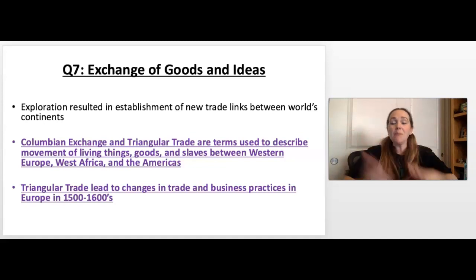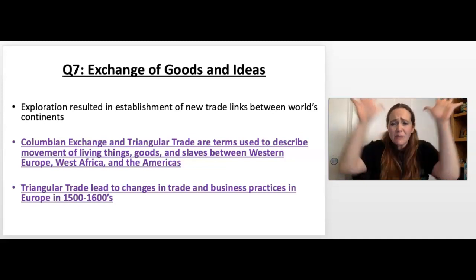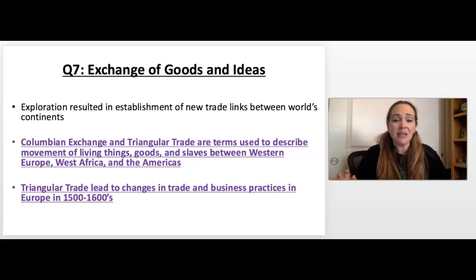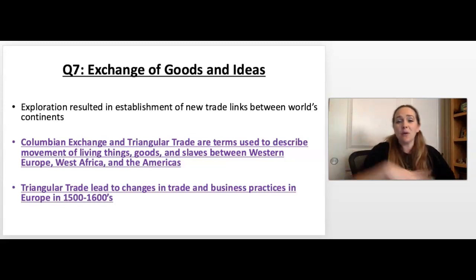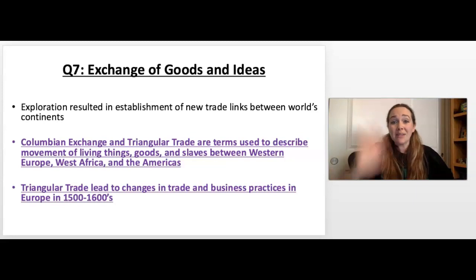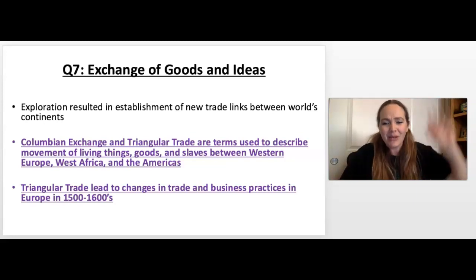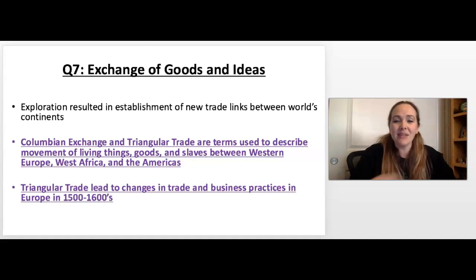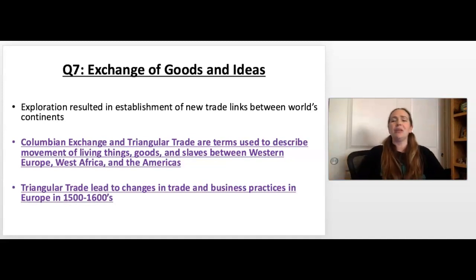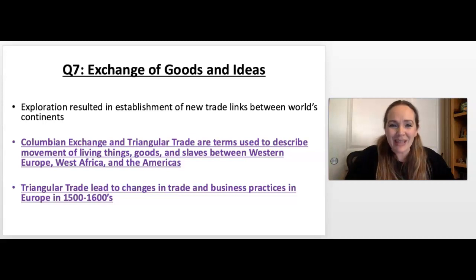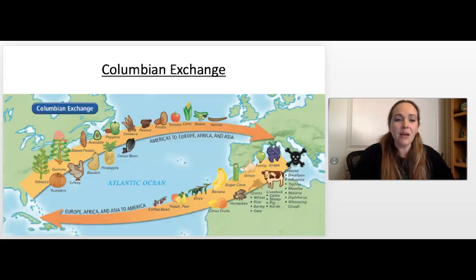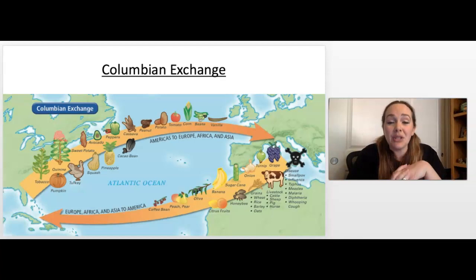We were just wrapping up question 7: the exchange of goods and ideas is going to explode. The Columbian exchange and the triangular trade are going to be a big part of getting those goods back and forth between Western Europe, Western Africa, and the Americas, the New World, North and South America, right? All right, so draw a line underneath everything you just wrote all the way across your page for question 7. And here we go for some more information about the Columbian exchange and triangular trade.